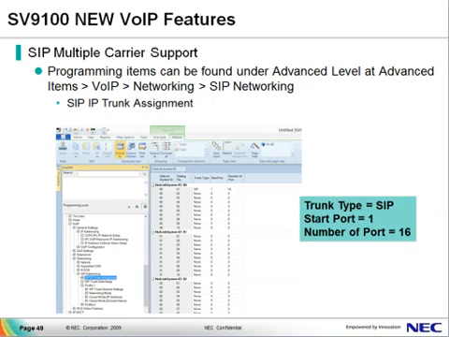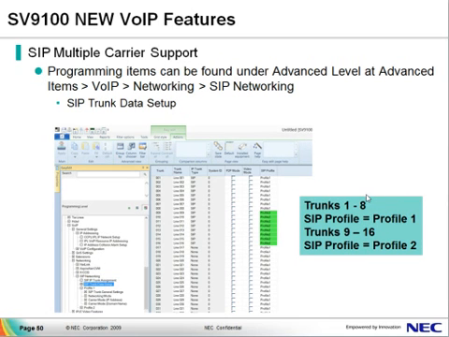The next step is to assign our SIP IP trunks. So we can do this underneath Advanced Level Programming at Advanced Items, Voice over IP, Networking, SIP Networking. The page we open is SIP IP Trunk Assignment, and because we haven't got a netlink configuration, we're going to configure the SIP IP ports underneath netlink system ID 00. So you can see on this slide here that underneath setting number 1, we've assigned the trunk type to SIP, we've set the start port to 1, and then we're enabling 16 SIP ports.